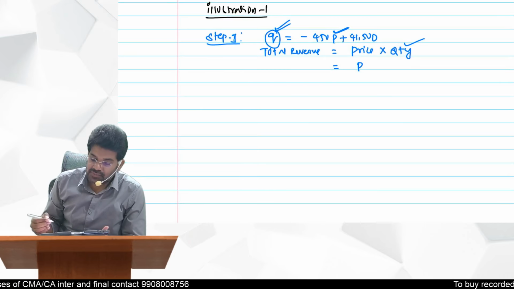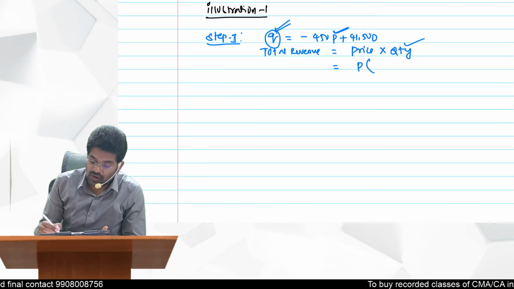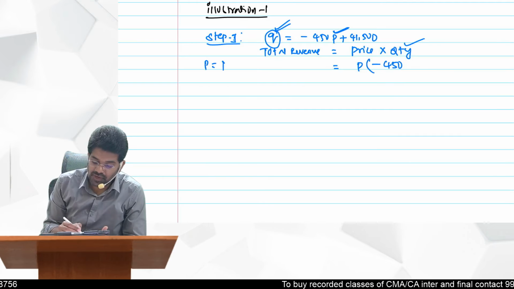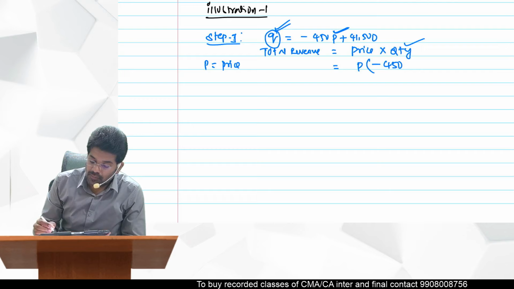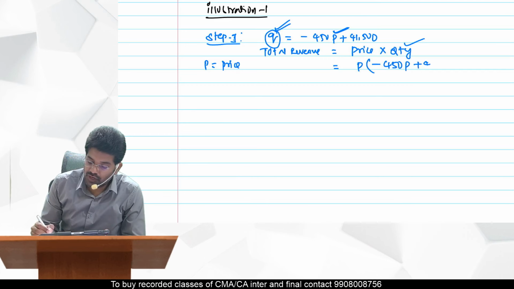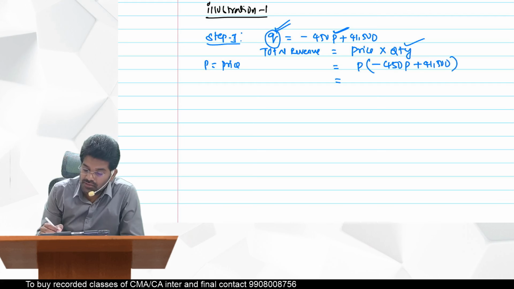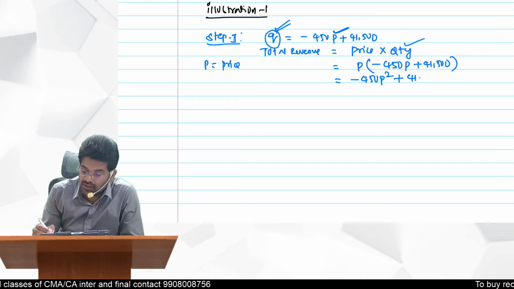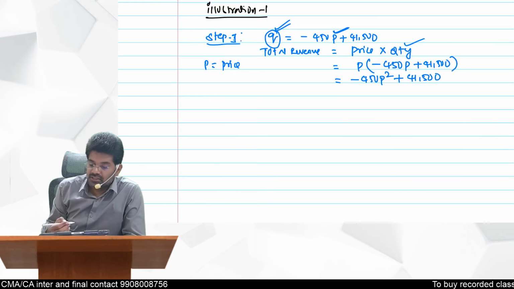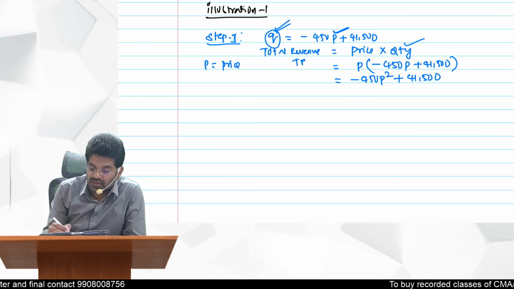Let's take price as P only. Okay, and what is the quantity? Your quantity is minus 450 P plus 41,500, because in the question P represents price only. So total revenue is minus 450 P square plus 41,500. This is your total revenue, TR.